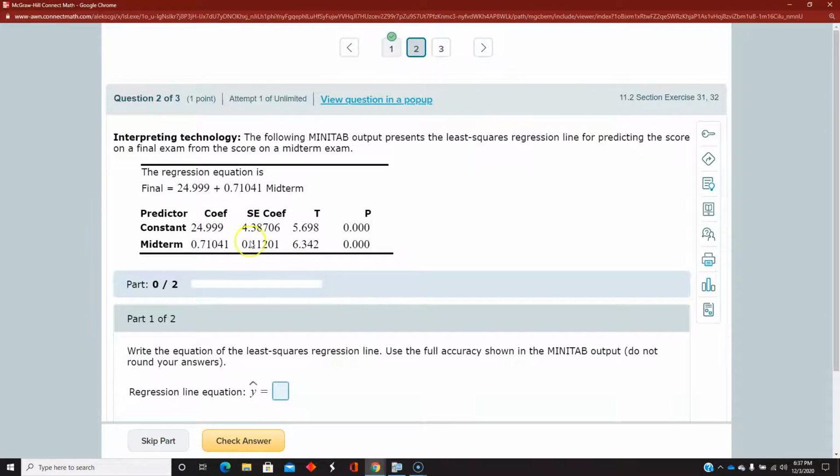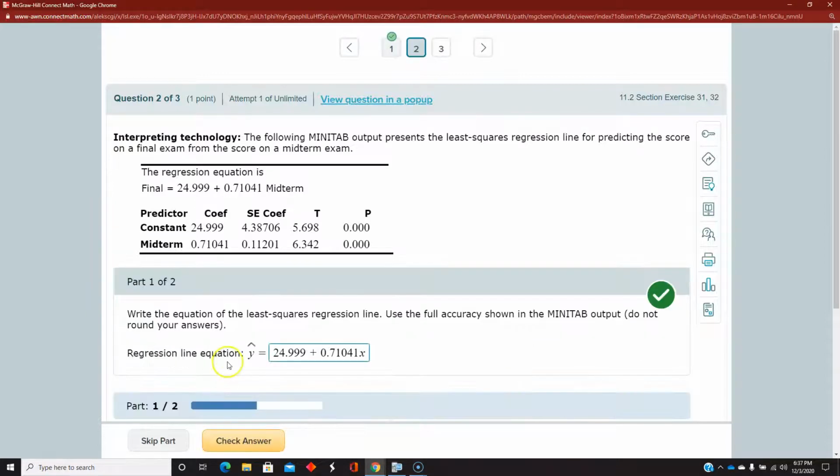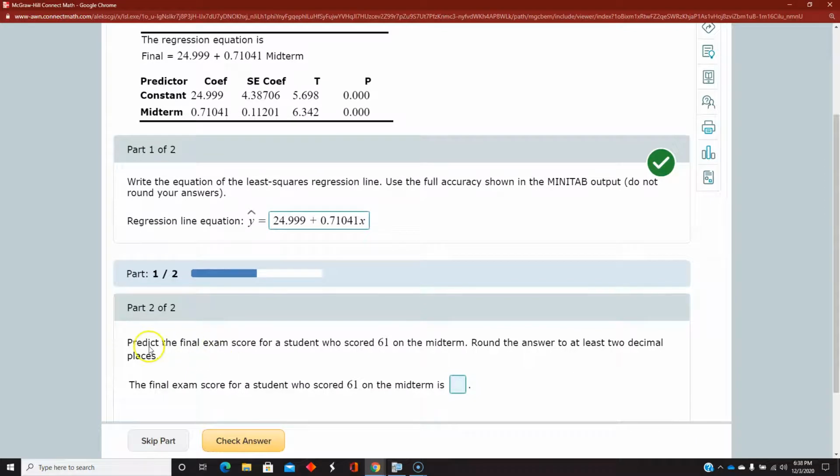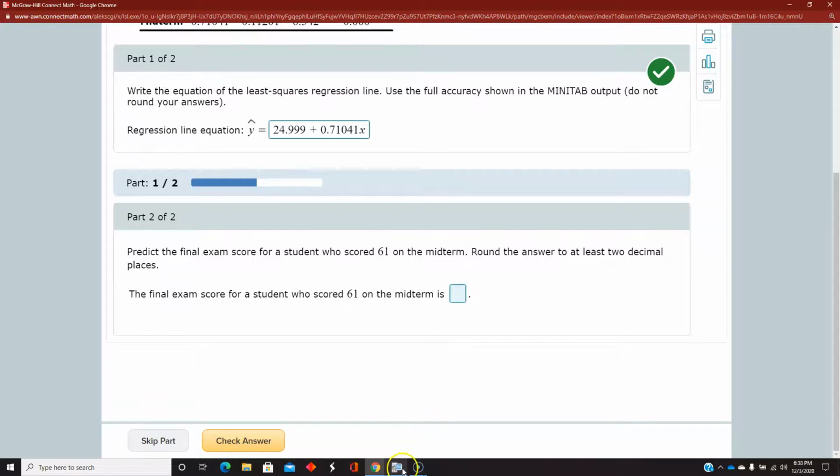So now this is a little bit different printout. This is what a printout looks like when it comes from computer software rather than from the graphing calculator. But the coefficient of constant is our a, and the coefficient of midterm is our slope. So therefore the least squares regression line should look like that. And then predict the final exam score for a student who scored 61 on the midterm.